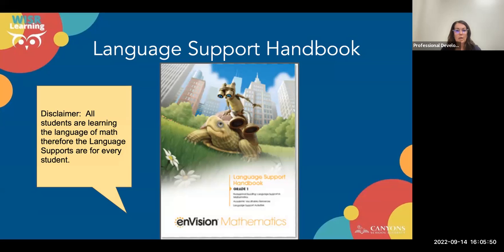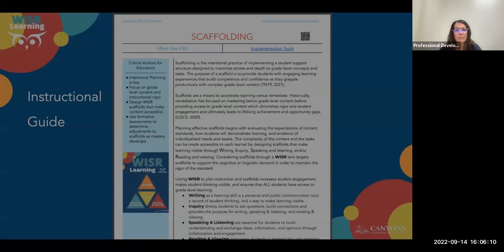I have to give a disclaimer here because I think some people think this language handbook is just a support for multilingual students. It is not. This language support is for all students, because all students are learning the language of math. So don't think, oh, I only have one or two EL or multilinguals in my classroom. This is for all students because we're all learning the language of math.